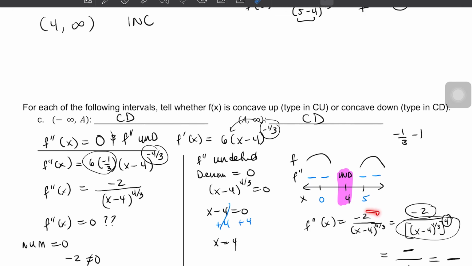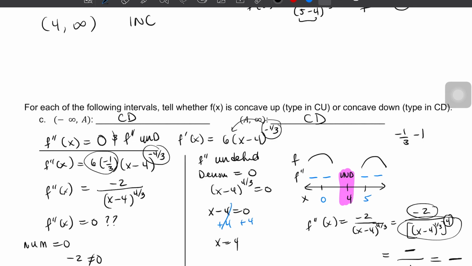Now, if you weren't able to follow what I said here, you can just literally plug in 0 there, and then get negative 2 over a positive number, which is negative over positive, so negative. Or you can plug in 5, that would be negative 2 over 5 minus 4, and you're going to get a positive number as well. So negative over positive is going to be negative. You end up getting the same result. So concave down for negative infinity to 4, union from 4 to positive infinity.